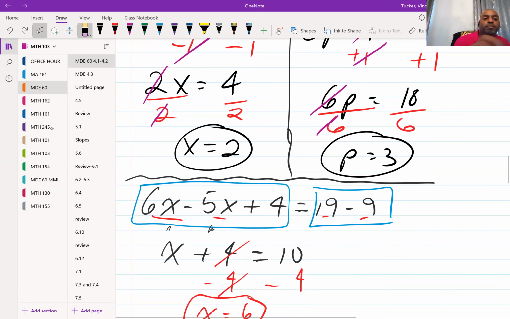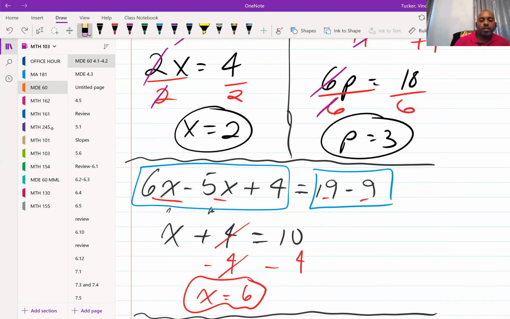So on the left side, 6x minus 5x is 1x. So that's why we have x right there. And then plus 4, still there. And then on the right, 19 minus 9 is 10. So we have x plus 4 equal to 10. And then finish it off by subtracting 4 from both sides. x is equal to 6.